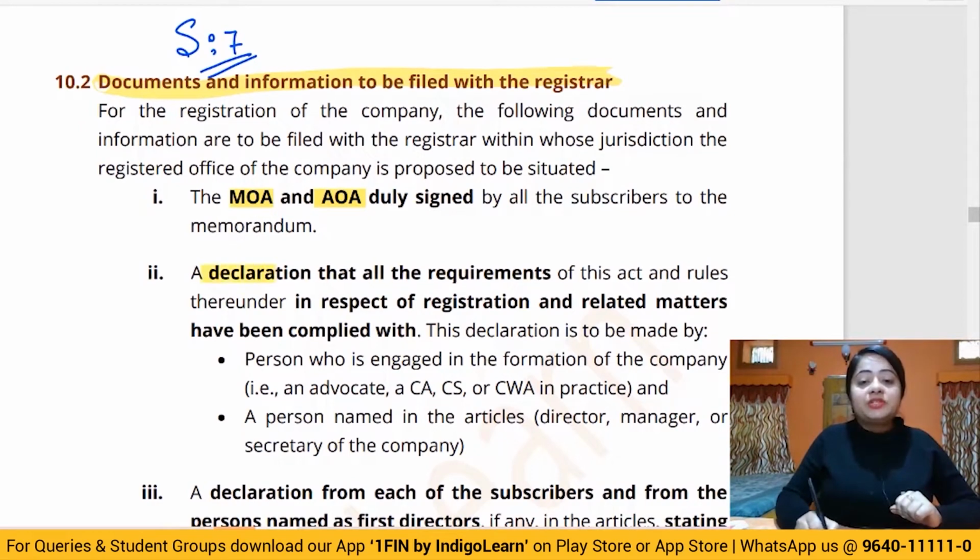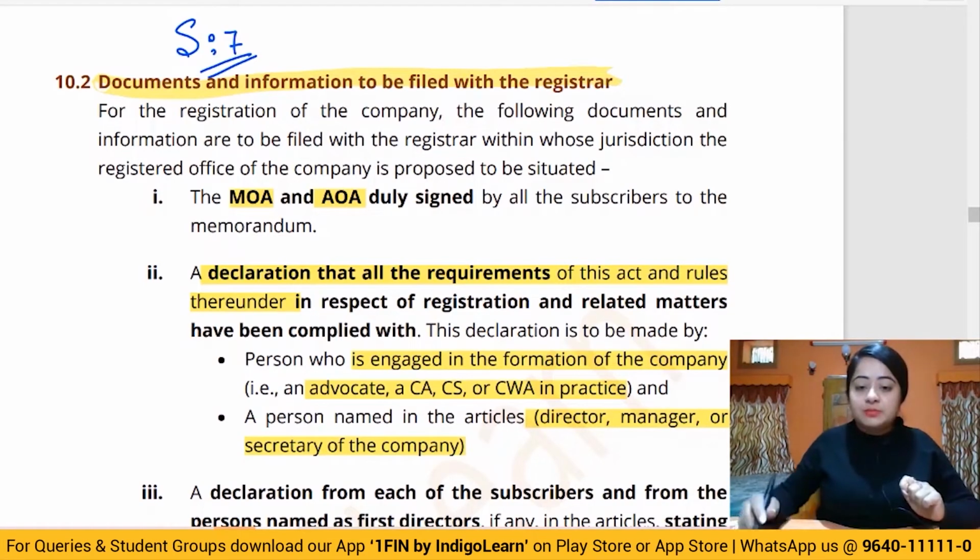Next thing is that the declaration has to be filed that all the requirements of the acts and rules have been properly complied with. Okay, now this declaration, 2 different declarations will have to be created here. The first one has to be signed by the advocate, CA, CS, or cost accountant in practice who is engaged in the formation of the company. And another person who is going to sign on this declaration is the person who is named in the article as the director, manager, or the secretary of the company, right? So this declaration has to be filed.